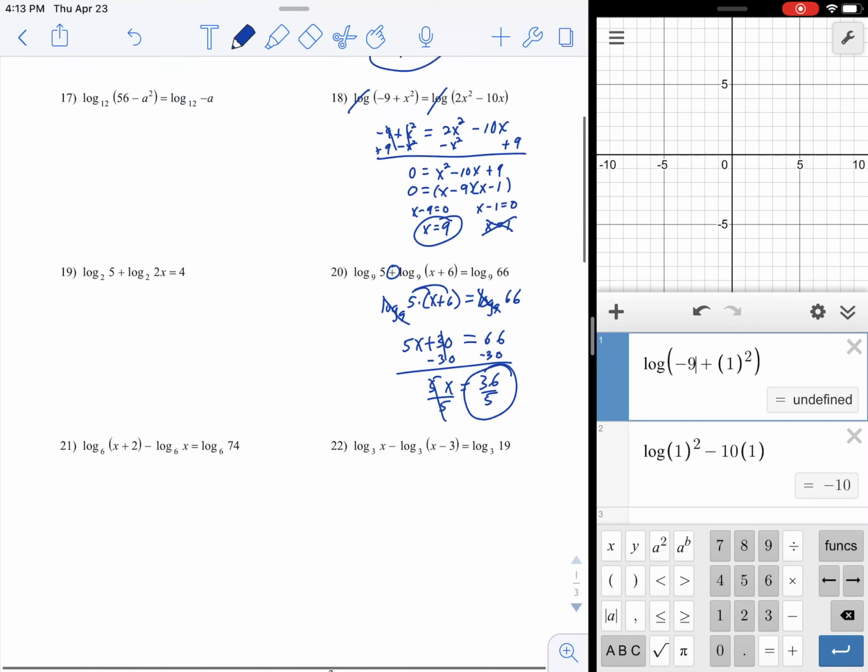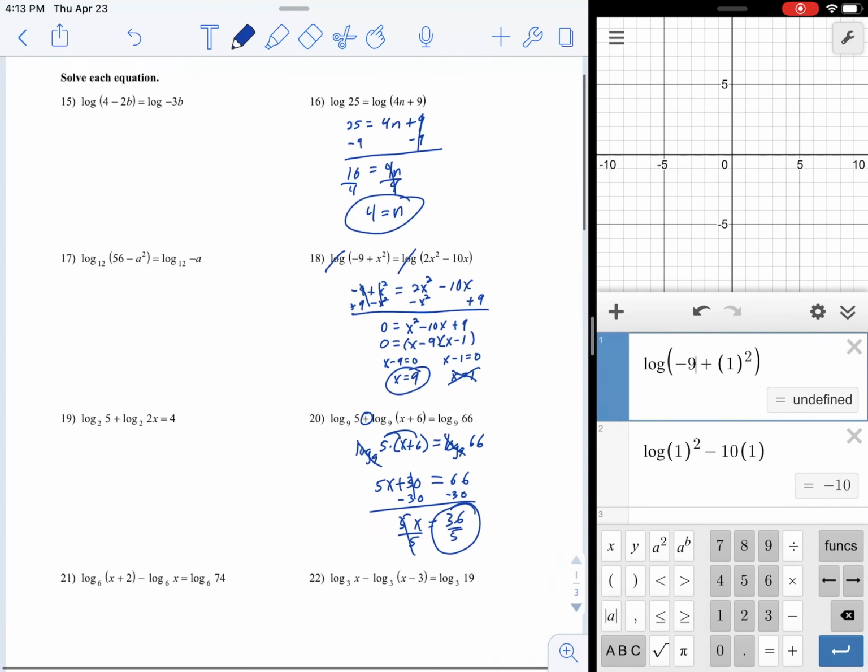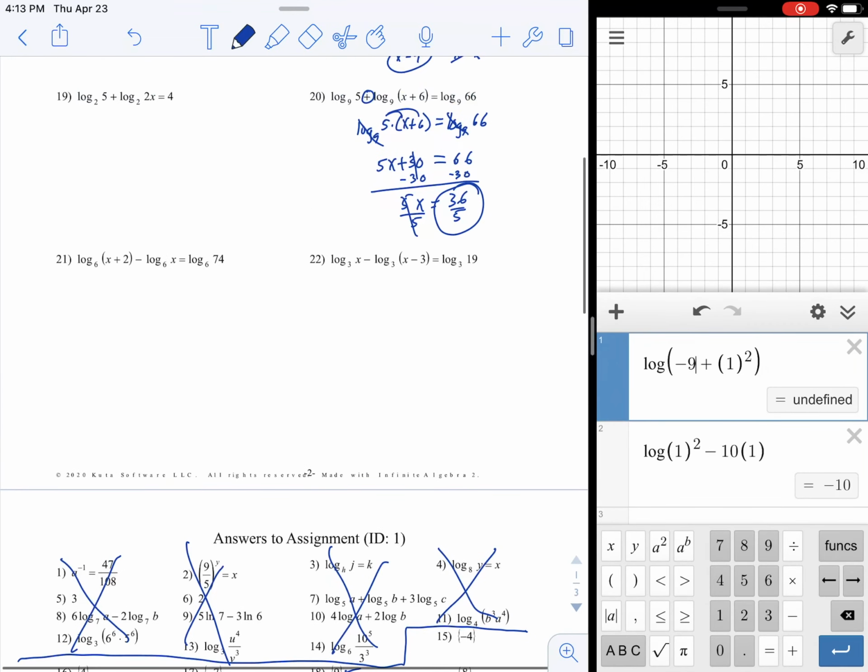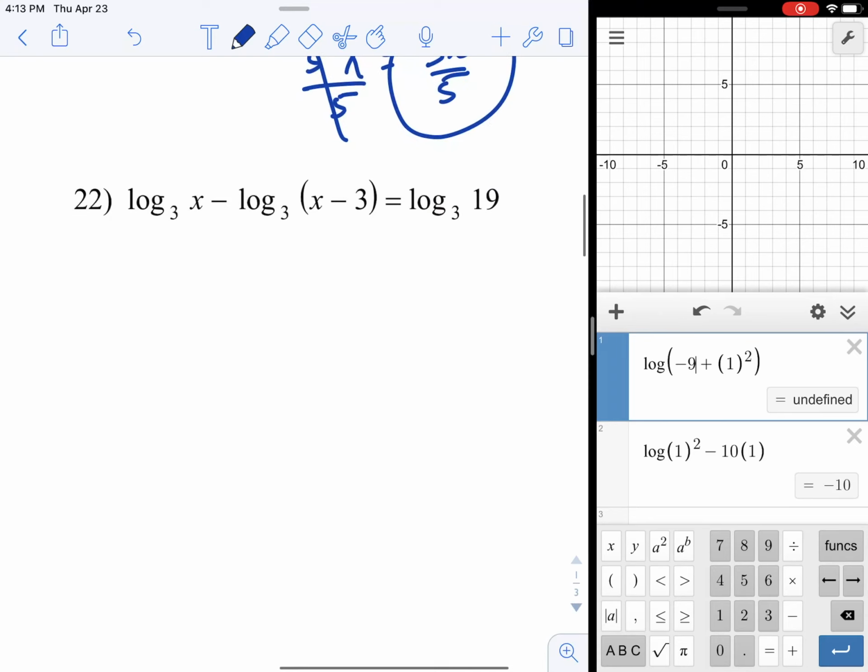Wow, none of these need to... These are all one-to-ones. I didn't put any problems on here where you have to drop the base. Oh well. Not going to lose any sleep over it.